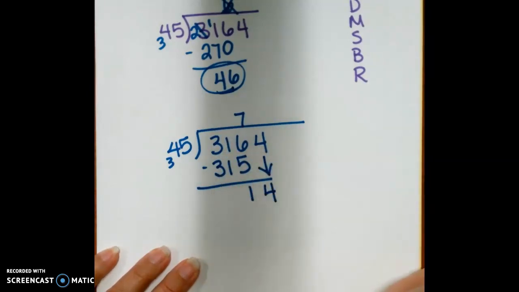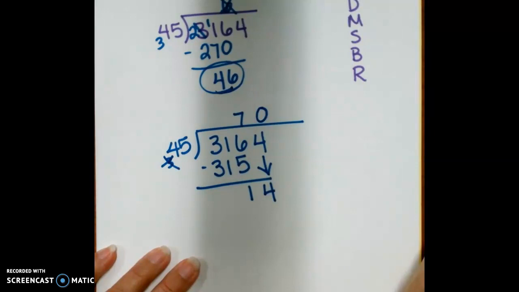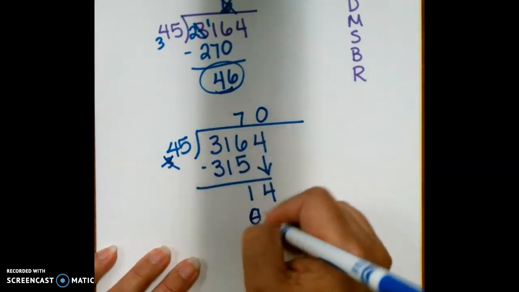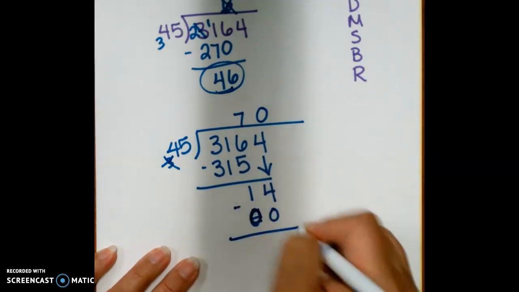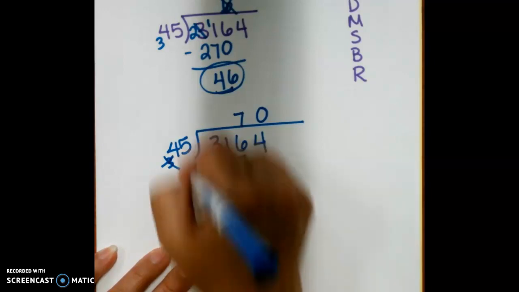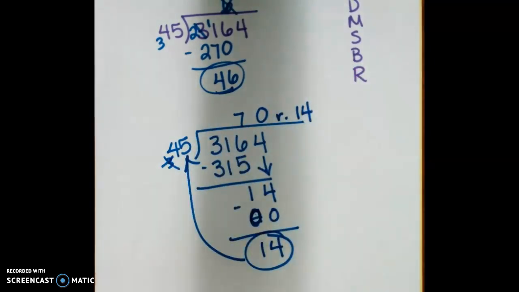Now 14 is less than 45, so I would make 0 groups of 45 out of 14. 0 times 45 is 0, and when I subtract again, I still have 14 left, and since that is less than 45, I have 70, remainder 14.